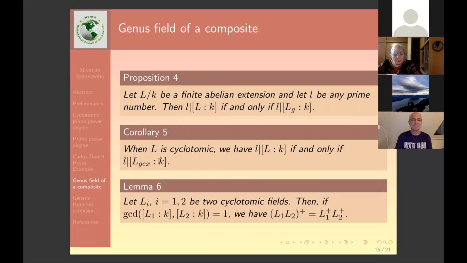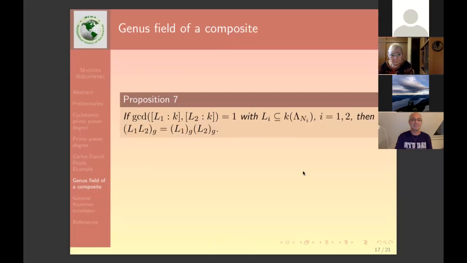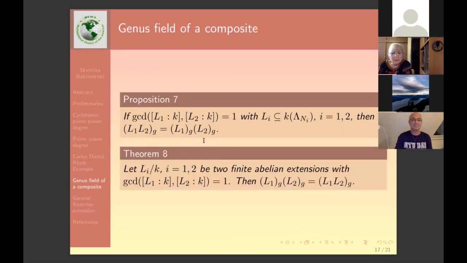And if we have two cyclotomic fields and the greatest common divisor is 1, then we have this with the maximal real subfields. We have also that if the degrees are relatively prime and they are both cyclotomic, then we have the equality we want. And finally, in this one, we remove the condition that it's contained in a cyclotomic field. It's just that the degrees of the extensions are relatively prime, and in that case, we have the equality.